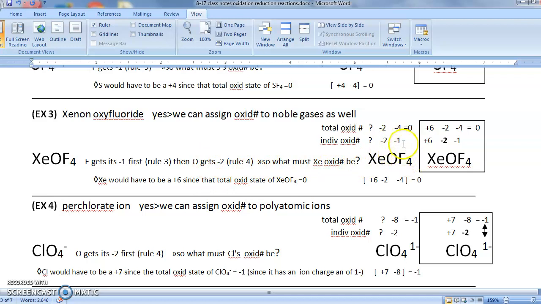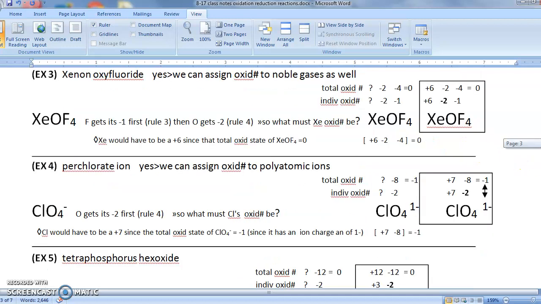We've got 4 fluorines at -1 for a total of -4. The oxidation numbers of all the atoms in this compound need to total 0 since this binary covalent compound is not charged. We have 1 oxygen at -2. So we have a -2 and a -4. What would xenon need to be in order for our total to be 0? If you came up with +6, you are correct, because +6 minus 2 minus 4 is 0. So xenon would end up +6.